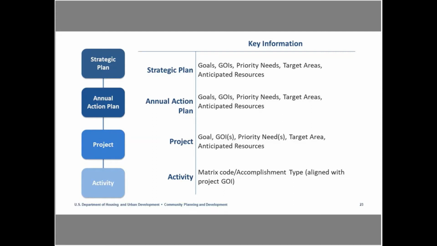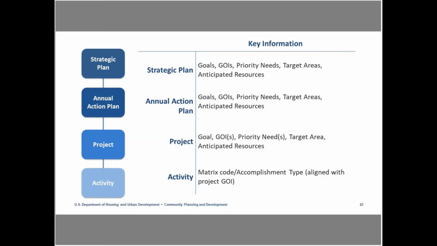And as you get more specific, you should continue to align the information shown on the slide. This allows the system to group what you've accomplished at the activity level to the goals originally outlined in your strategic plan. So starting at the top with a strategic plan. Your strategic plan outlines the goals, goal outcome indicators, or GOIs, priority needs, target areas, and anticipated resources for your jurisdiction over the next 3 to 5 years, depending on the length of your comp plan cycle.